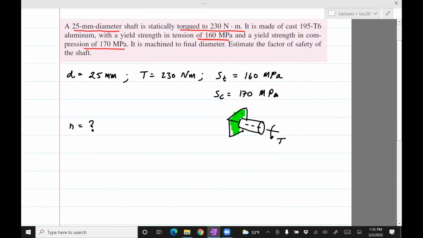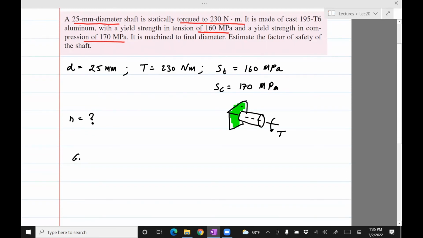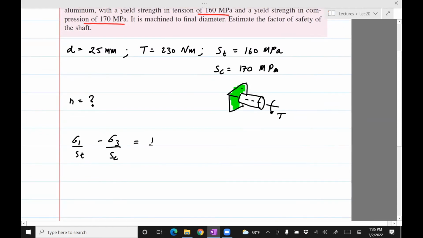Okay, so since we are given ST and SC, you need to apply the DCM, right? MSS is ruled out and distortion energy is ruled out because they are for materials which have similar behavior in tension and compression. So the formula is sigma 1 divided by ST minus sigma 3 divided by SC equals 1 divided by N. In that formula, ST and SC are known, N is asked. So we need to compute sigma 1 and sigma 3, and we would have figured out what N is, which is the factor of safety.